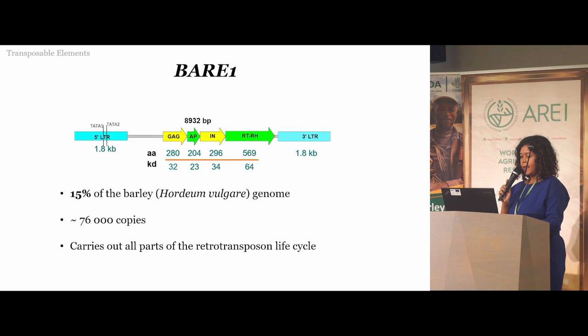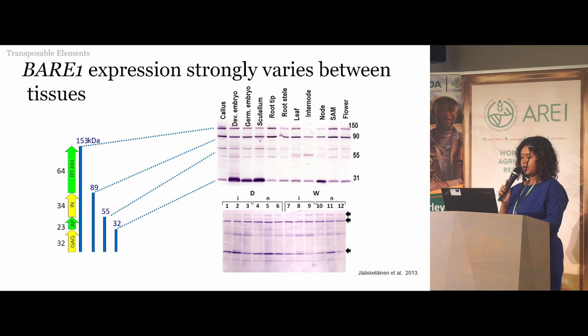BER1 is a barley retroelement, and it is the most active retroelement in the Copia superfamily in barley. It is bounded by 1.8 kb long terminal repeats on both ends, and the internal domain contains GAG as capsid protein and polyproteins. It occupies 15% of the barley genome. Previous research in our lab from Marko Jaskalainen found that BER1 expression strongly varies between tissues, and it is mostly abundant in developing embryo, germinating embryo, and scutellum.